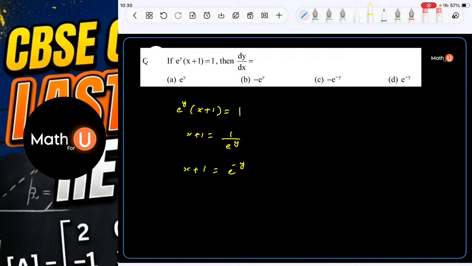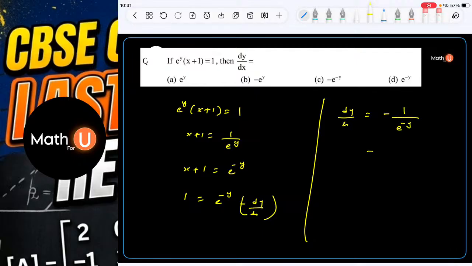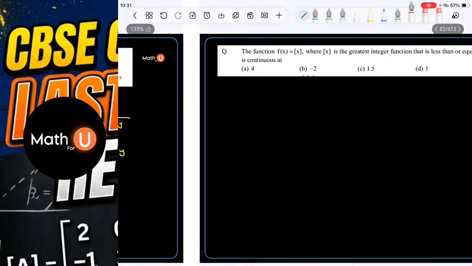Now differentiate. Differentiation of x is 1. This differentiation e raised to power of minus y, minus y differentiation minus dy by dx. Then finally what is dy by dx we get? Minus 1 by e raised to power of minus y, that is nothing but minus e raised to power of y. Option B is the correct answer here.